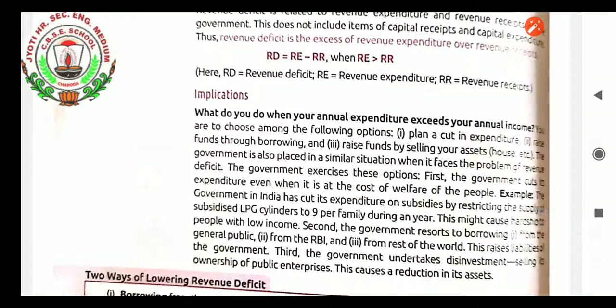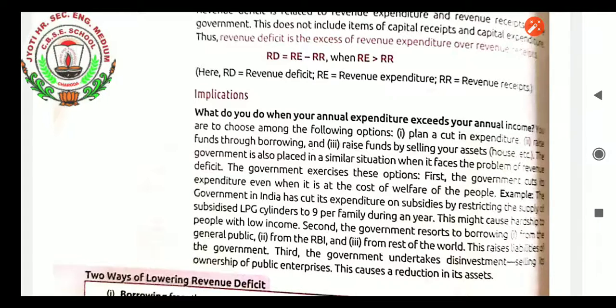Implications. What are the implications? What is the result when revenue expenditure is greater than revenue receipts? What happens, and what is the impact on the government? Let us see. What do you do when your annual expenditure exceeds your annual income? You have to choose among the following options. Very first, plan a cut in expenditure. Whenever income is not more than our expenditure, then definitely our expenditure has to be reduced.